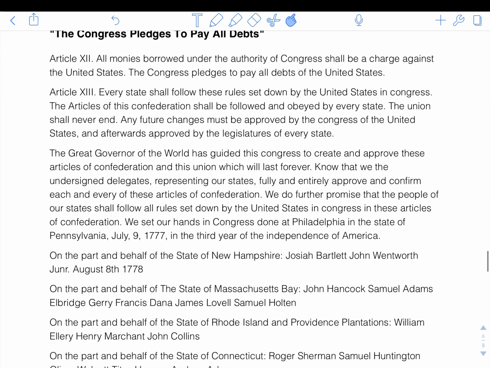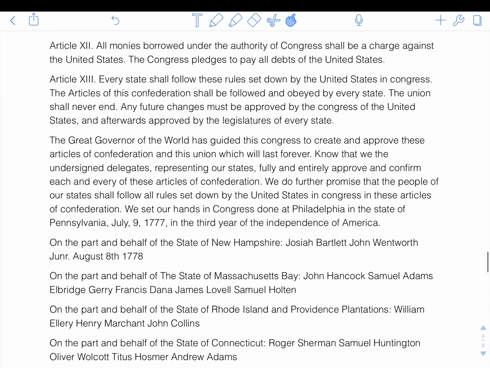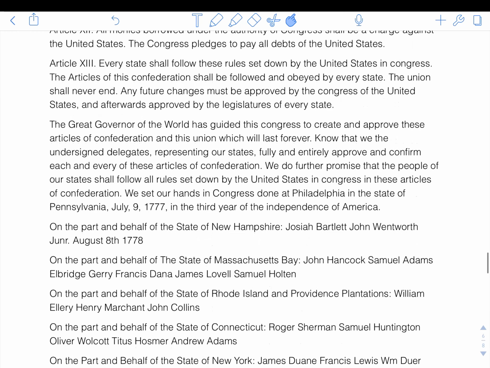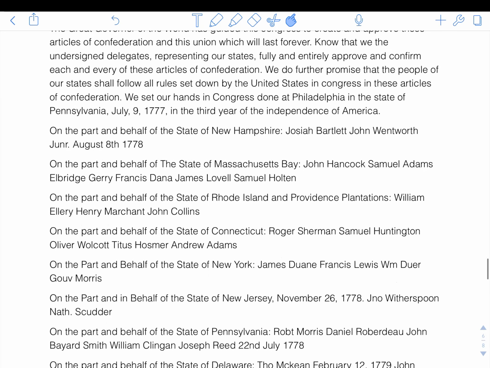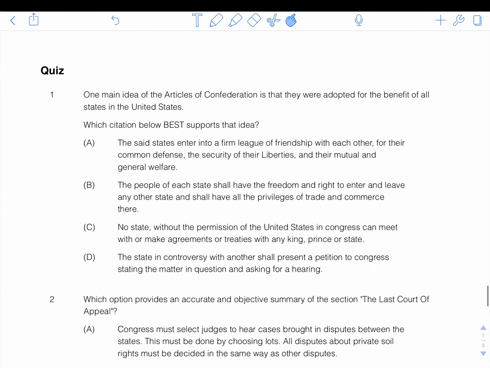Congress pledges to pay all debts. Each state shall follow the rules set down by the Congress. The great governor of the world has guided this Congress. And then all the folks who signed on behalf of their states. So now let's get to the questions.